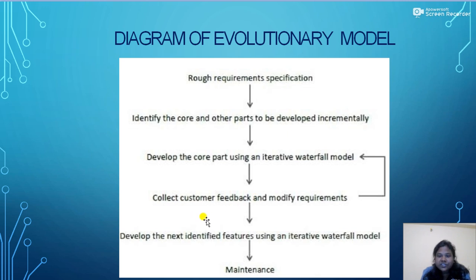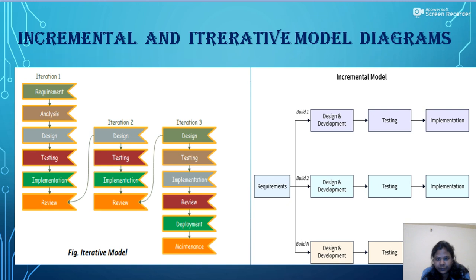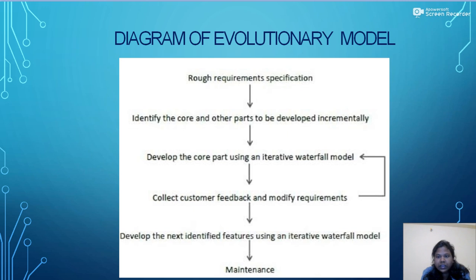Then we collect the customer feedback definitely. You can see here, after the completion of one iteration, we send it to the customer for collecting feedback. And if there is some lag point, then we go for iteration 2, and if still there is some lag point, then we go for iteration 3. So that happens basically in the iterative model. Then collect the customer feedback and modify the requirements. And again you can see the arrow mark here.